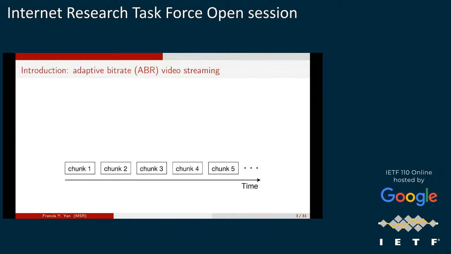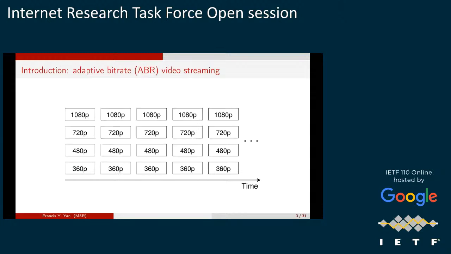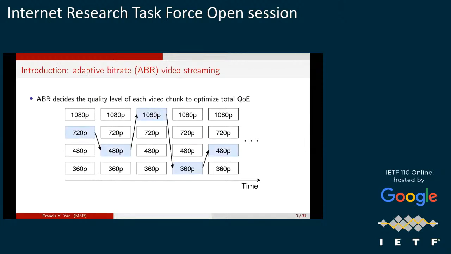Let me show you how ABR works. An ABR server divides the video into chunks. Each chunk is usually 2 to 6 seconds. Then each of those chunks is pre-encoded into a couple of compressed versions at different sizes and video qualities. The objective of ABR is to react to the varying network conditions over time and decide which version of each chunk to send, so as to optimize the total QoE of the client. This problem is non-trivial because, let's say, ABR believes it's okay to send 1080p all the time, which gives the highest video quality. But what if the network capacity suddenly drops to a level that's unable to deliver 1080p anymore? From that moment on, the playback buffer in the client's player will be drained slowly, eventually resulting in video freezes.